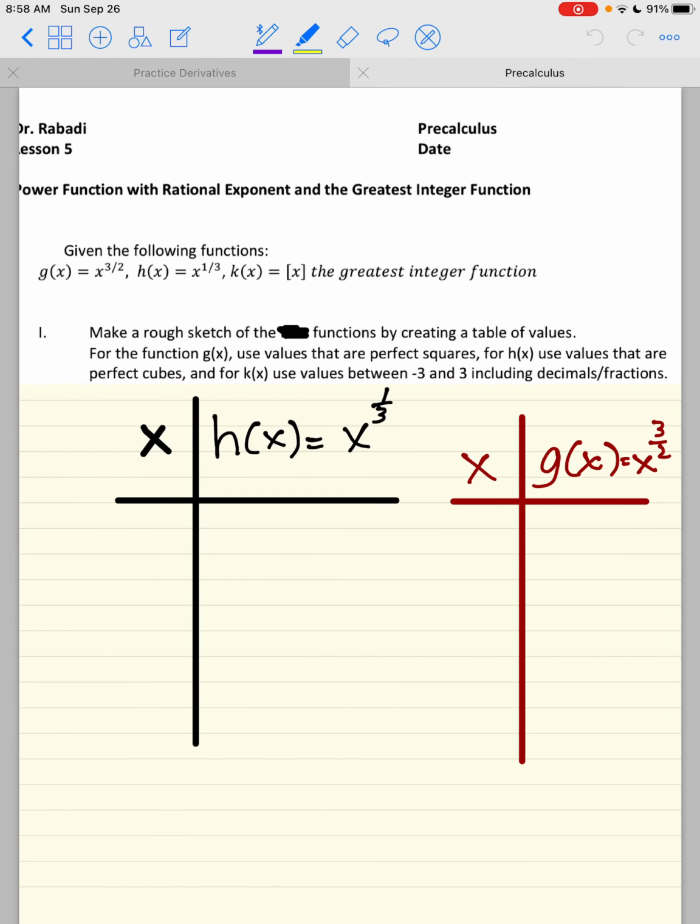So with that being said, let's figure out how to do this. I wrote here, given the following functions, x to the 3/2, x to the 1/3, and this greatest integer function, make a rough sketch of the functions by creating a table of values. For the function g of x, use values that are perfect squares. That makes sense, right? For h of x, use values that are perfect cubes. That makes sense. And for k of x, we're going to use decimals and fractions. But let's start here because this one is very simple.